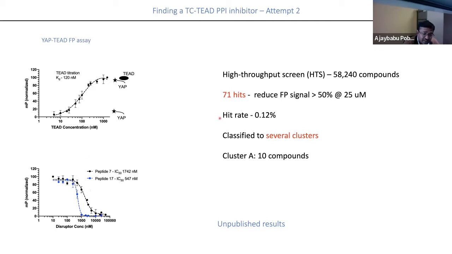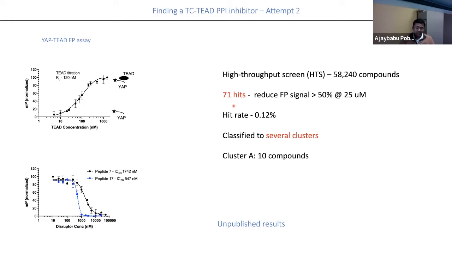So we completed the screen. This is our unpublished results. So we again screened a library of about 58,240 compounds. This is a different library from what Kepang screened, and we got 71 hits that reduced the FP signal by greater than 50%. The compounds were used at a concentration of 25 micromolar. So this gives us a hit rate of 0.12%.